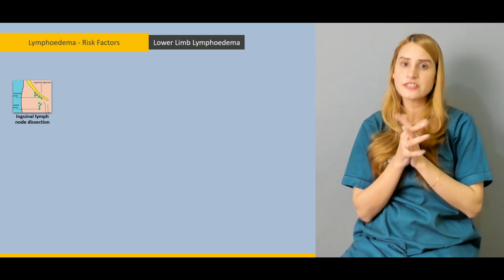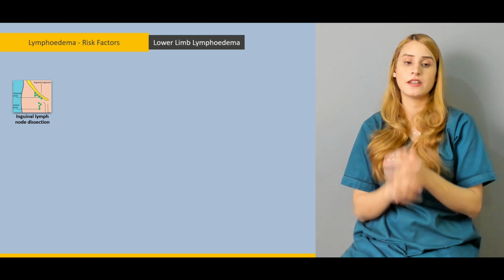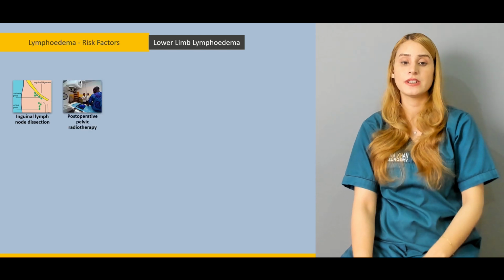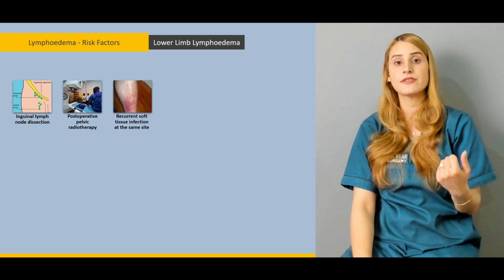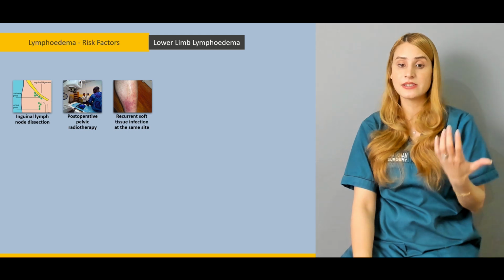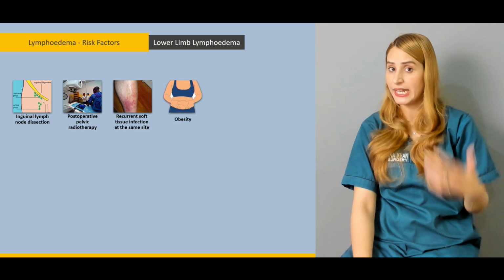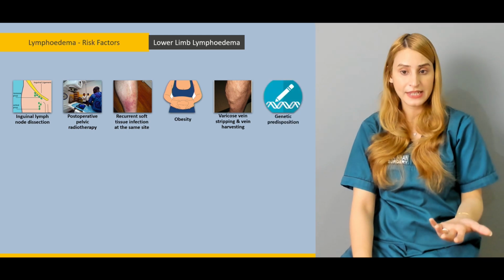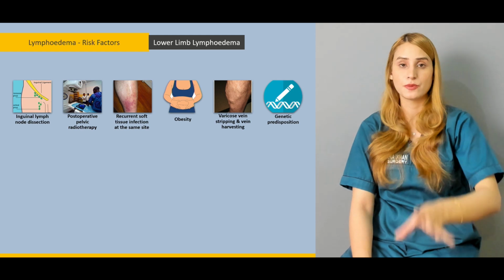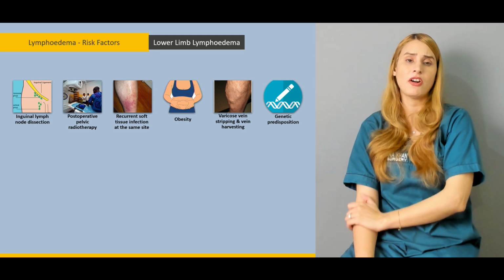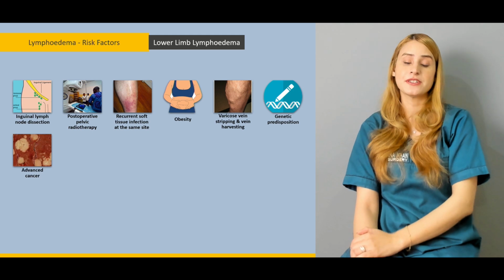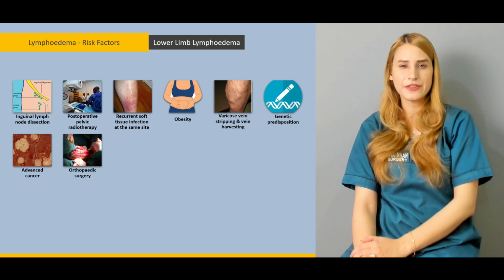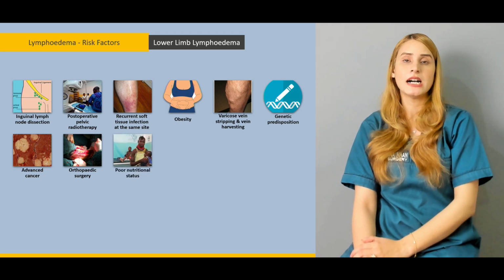So if there's interference with these, as in surgeries involving the lower limb with inguinal lymph node dissection, that will lead to the formation of lymphedema. Post-operative pelvic radiotherapy, recurrent soft tissue infection, again obesity, advanced cancers, DVT, varicose veins, and if you're performing varicose vein stripping and vein harvesting, again genetic predisposition, advanced cancer, and orthopedic surgery, because most of the time orthopedic surgery develops DVT.